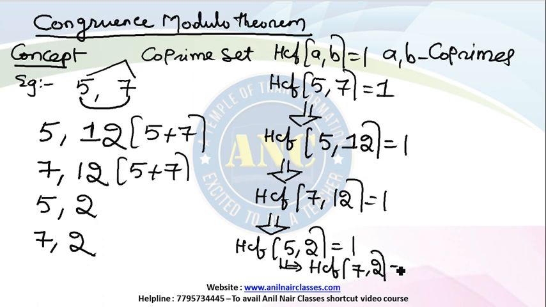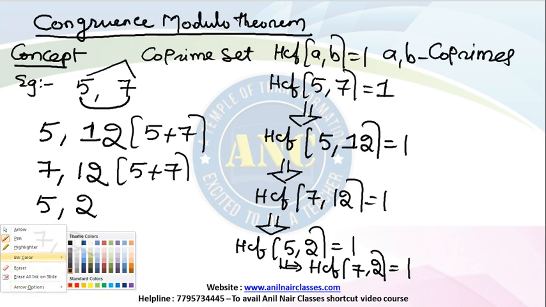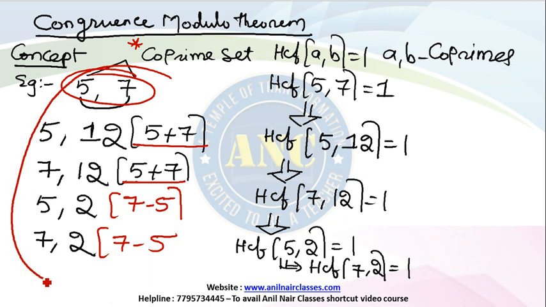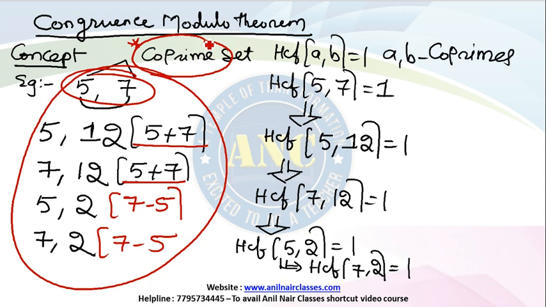Now, a beautiful understanding from this example. If I take any two numbers which are co-prime to each other, then each number with the sum of the two numbers, and each number with the difference between the two numbers, all behave in the same manner, which means all are co-prime to each other.